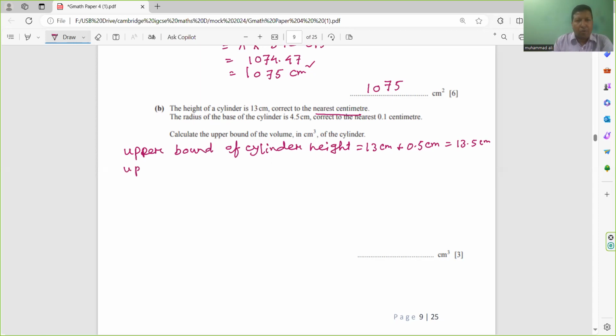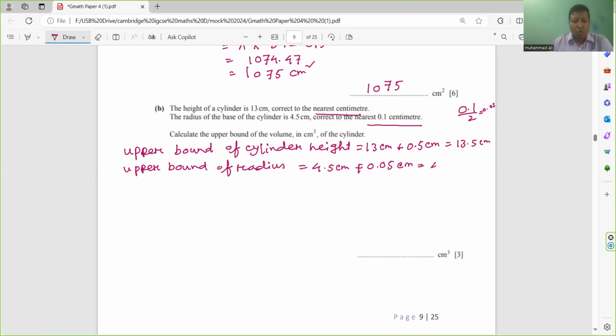And the upper bound of radius equals 4.5 centimeter plus, as it is nearest 0.1 centimeter, 0.1 divided by 2, which comes 0.05. You have to add 0.05 centimeter to get the upper bound of the radius. So it will be 4.55 centimeter.